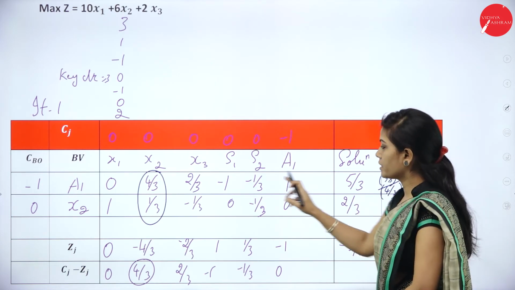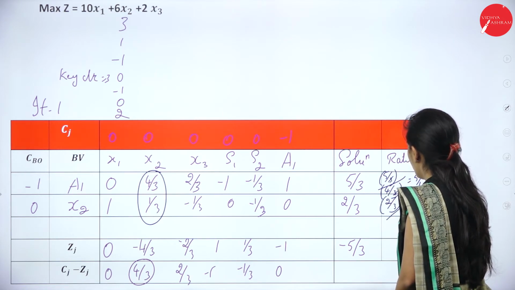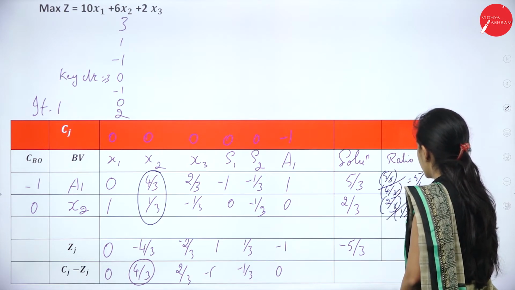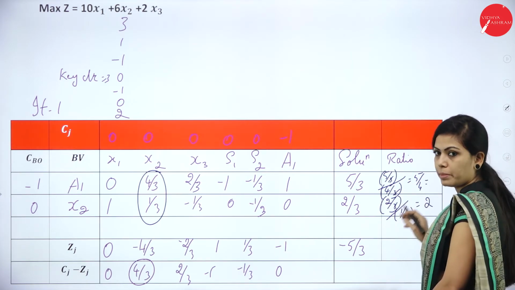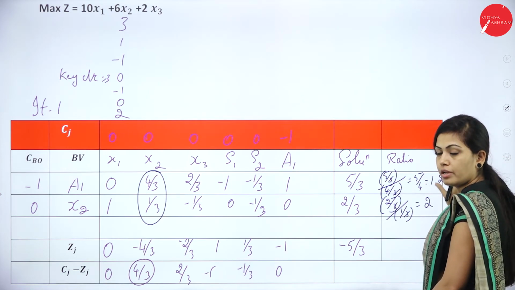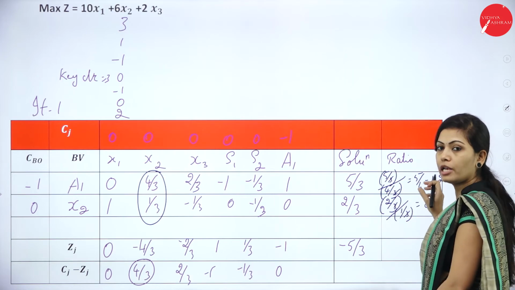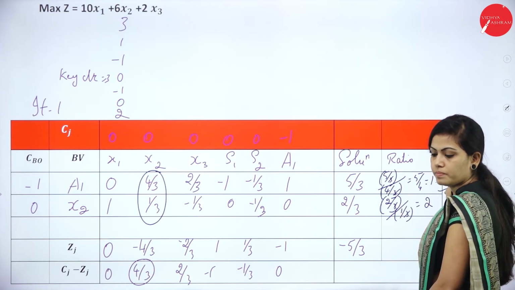And 2 by 3 divided by 1 by 3, the 3 gets cancelled, it is 2. So now you can find the least positive value. 5 by 4 means it is 1 by 2. So you have to select the least positive value in the ratio. So the least positive value is 1 by 2.